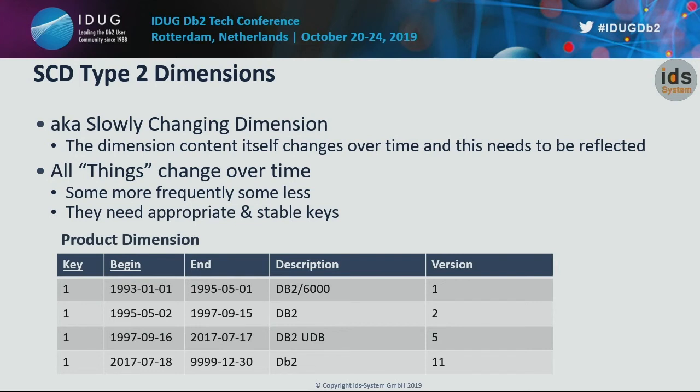But we need a key. So in that case, we say, well, this is DB2. That's key 1. And the naming depends on whatever, on that period.